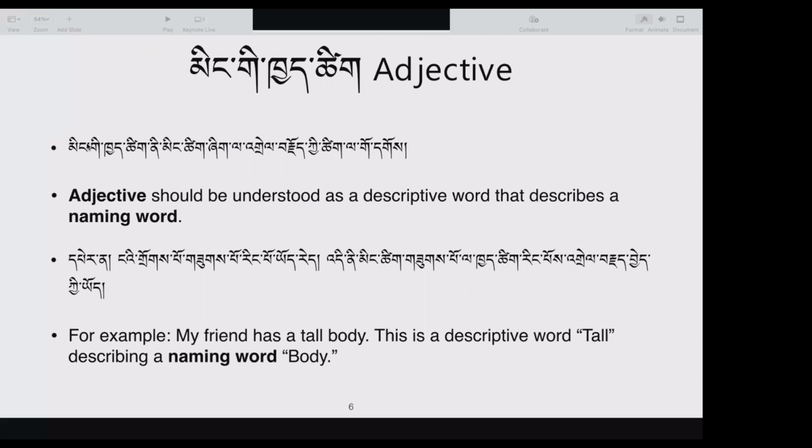So we see the word ming here is the short form of the word mingcik, mingcik ketsik. But since you see that there is repetition of cik, so we just write mingi ketsik. So mingi ketsik is a type of descriptive word that functions to describe a naming word. So it is used particularly to describe a naming word.